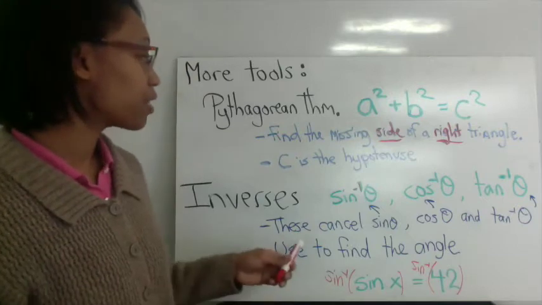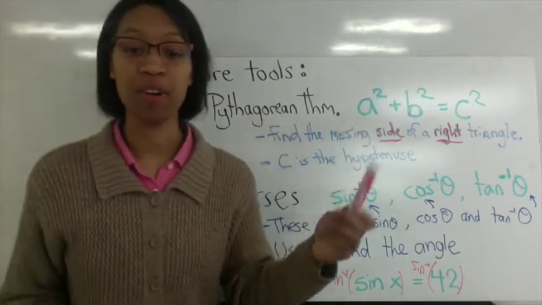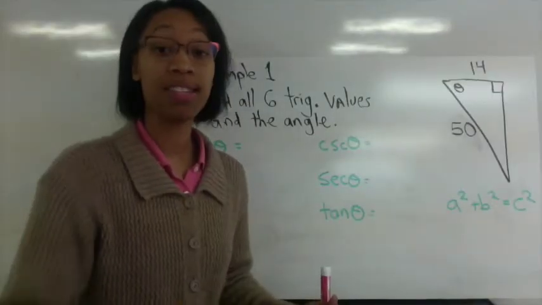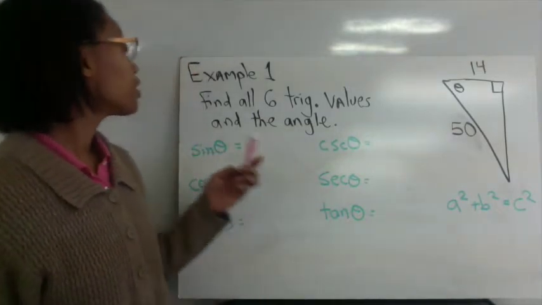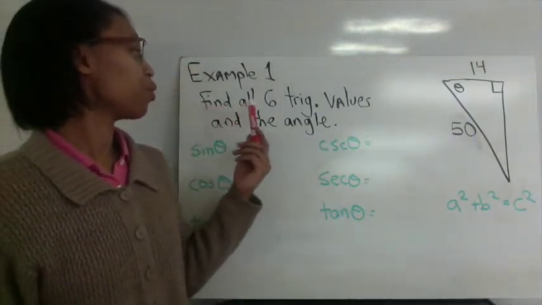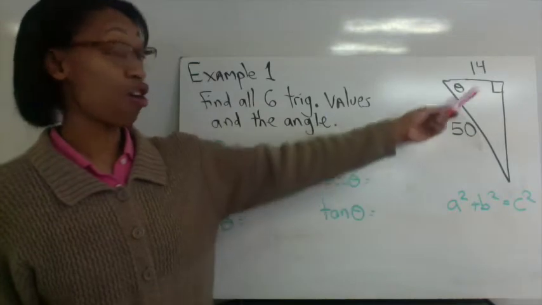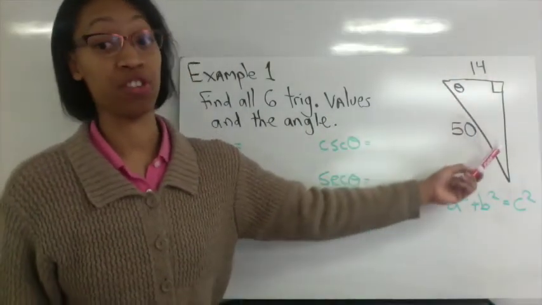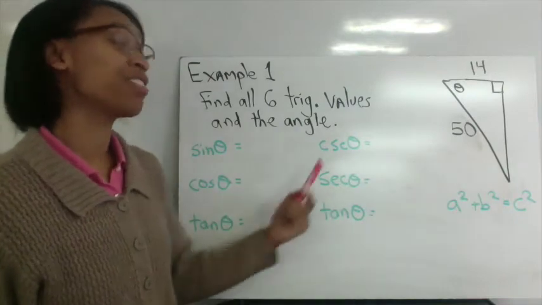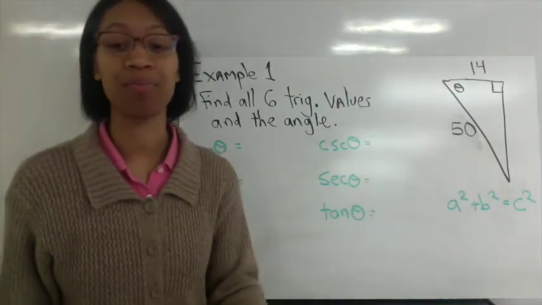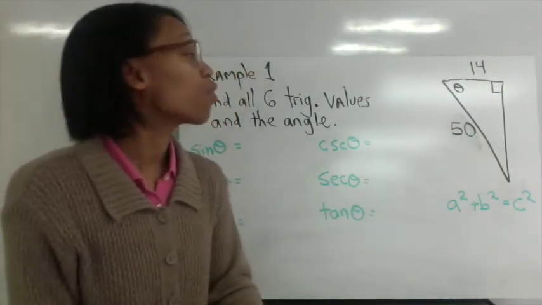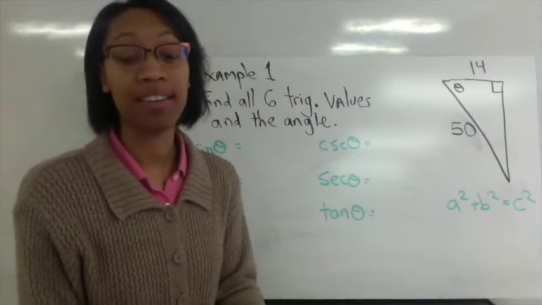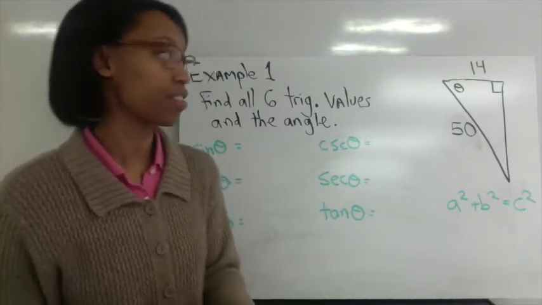So we have our inverse sines and we have the Pythagorean theorem. Now let's look at a quick example. In this example, let's see if we can find all 6 trigonometric values for this triangle. And I'd also like you to find the missing angle. Let's see if we can find the things that I just asked for.